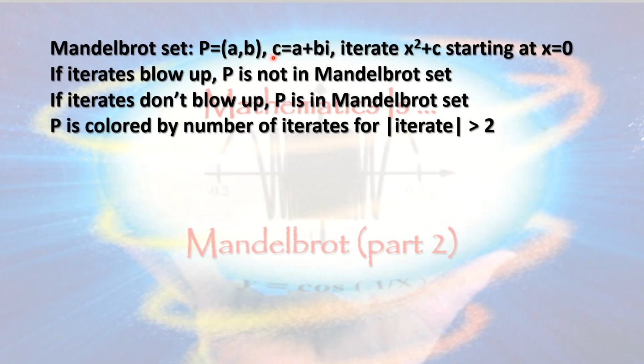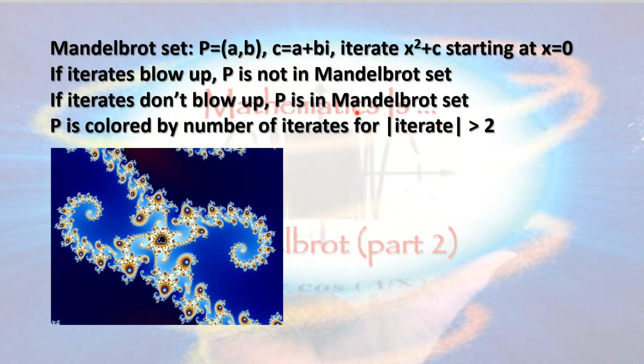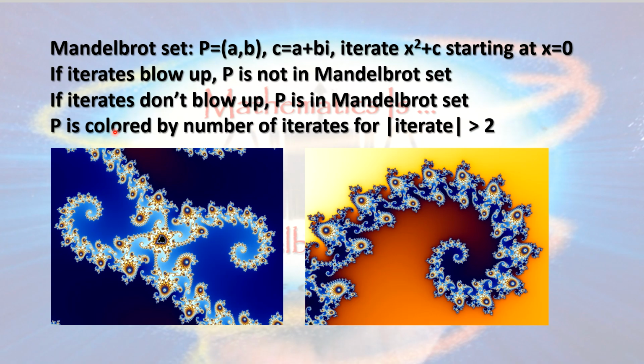For any point P equals (a, b), form the complex number c equals a plus bi, and iterate the function f of x equals x squared plus c starting at 0. If the iterates blow up, P is not in the Mandelbrot set, and P is colored based on how fast they blow up. If the iterates do not blow up, P is in the Mandelbrot set, and you get spectacular images from this definition. In this episode, we take a closer look at how the iterates behave within the Mandelbrot set.